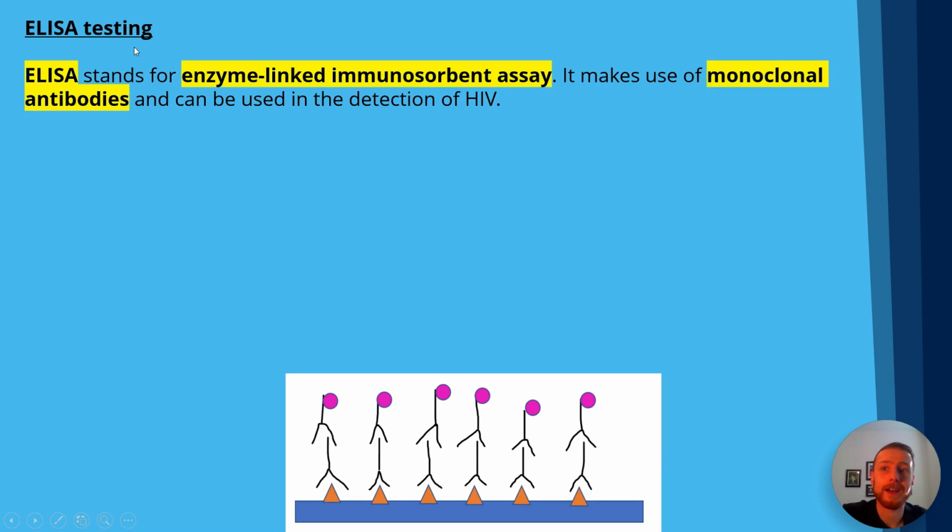So next of all then, ELISA testing. Now this is one of our top tools for fighting HIV because it allows us to identify who's HIV positive and who's HIV negative. So ELISA stands for enzyme-linked immunosorbent assay.